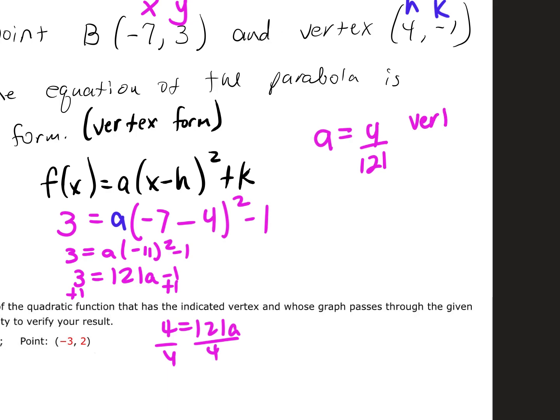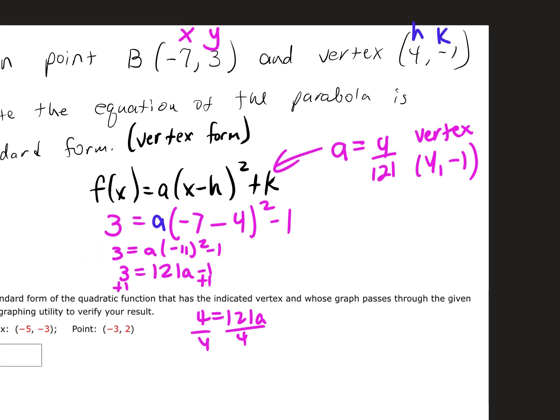And your vertex, they told us, was what? 4, negative 1. So now do you have the information to write it? It's like when you were writing in y equals mx plus b, they gave you a point and a slope, and then you had to plug it in and move around. Same thing. Do you have the information you need to write your equation in vertex form? Why'd you divide by 4? I don't know. I meant to divide by 121. I'm sorry. Thank you.